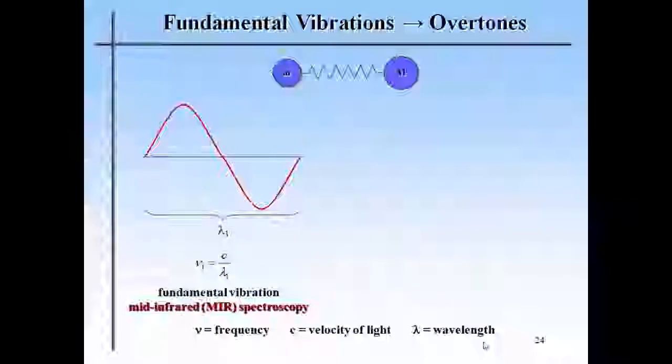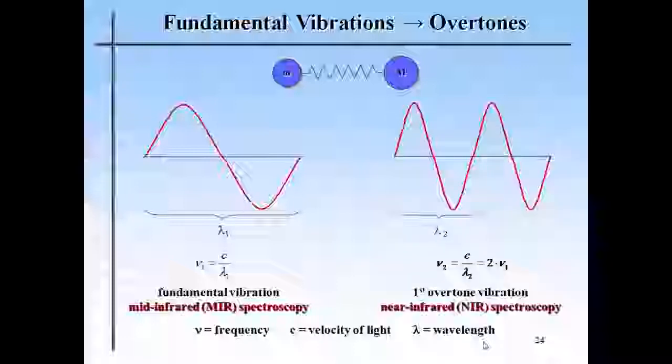What is the difference between a fundamental and an overtone? Just to give you a feeling, very easy. It's double the frequency or half the wavelength. And that's what, so this would be mid-infrared, and this would be near-infrared first overtone.